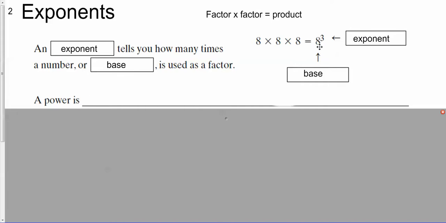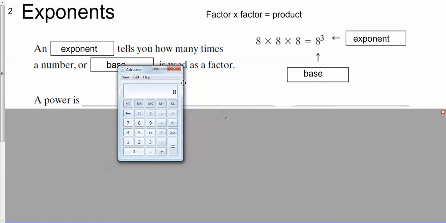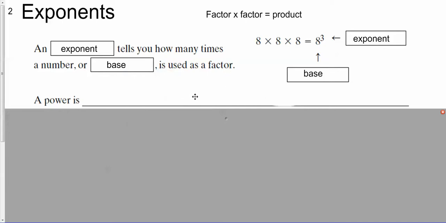Now here's a common mistake people will make. They will do 8 times 3, which is 24. Not the case. This is 8 times 8, which is 64, times another 8. Well, I can't do that one in my head. So 8 times 8 times 8 is 512. So this is 512, not 24. You see the large difference?